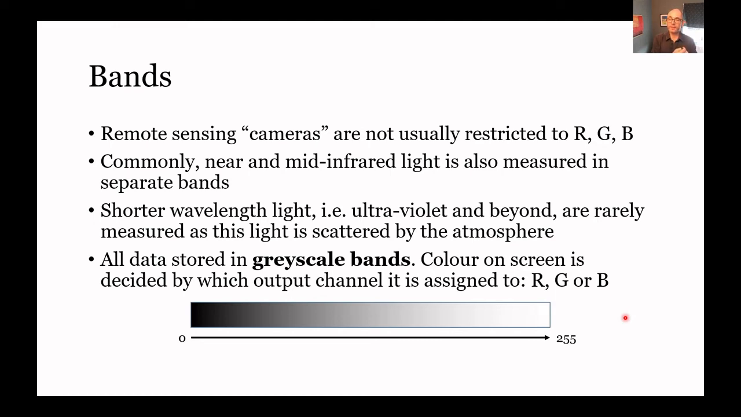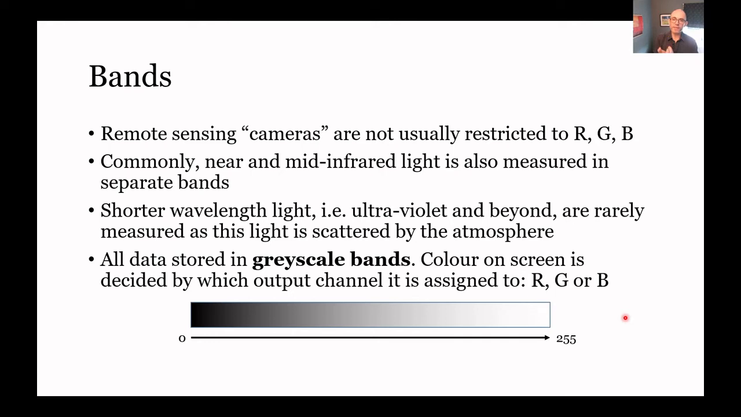We have recently seen a development where some of the higher frequency light is gathered in order to measure exactly this scattering, so that we can compensate for that effect on all the other bands as well, because they will be scattered to some small degree.